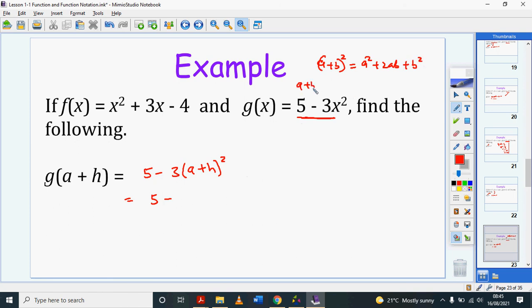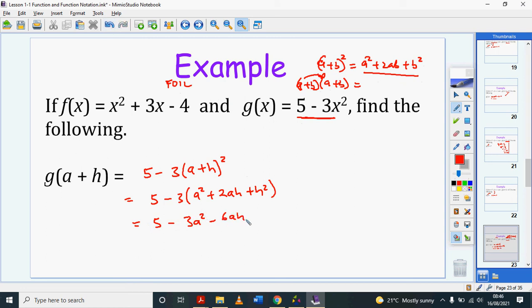a plus b, then you FOIL it out. I'm saying the word FOIL: first, outside, inside, last. So you can expand it out and see that you'll get this expansion. So when I expand this, 3 open brackets, I'll have a squared plus 2ah plus h squared. And when I bring the 3 inside the parentheses, I'll have 3a squared minus 6ah minus 3h squared. So this is g of a plus h.